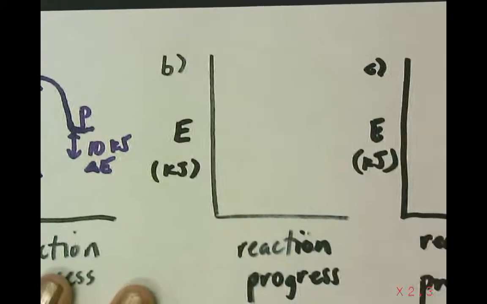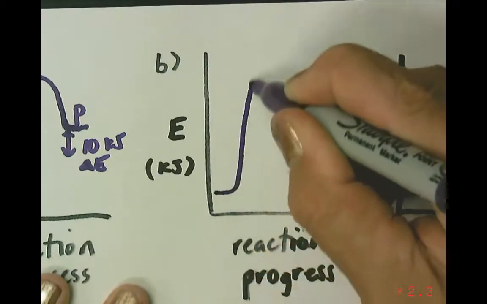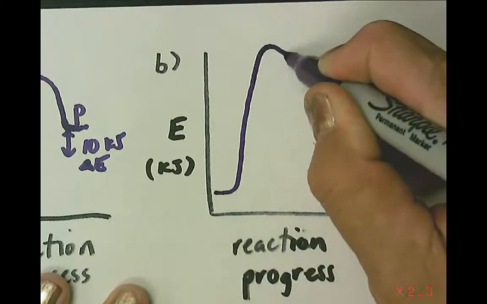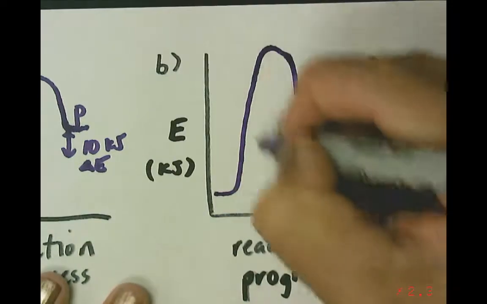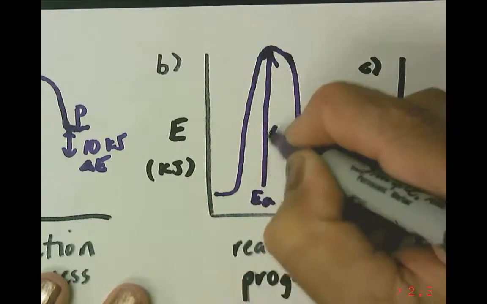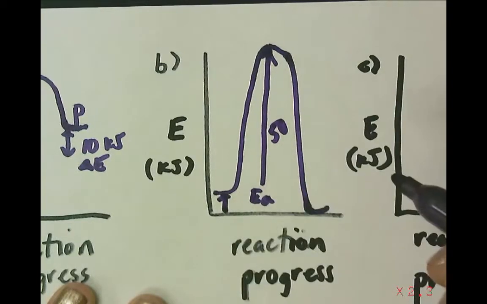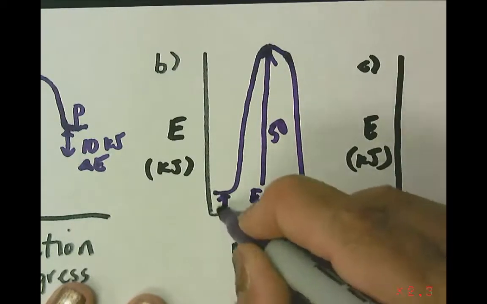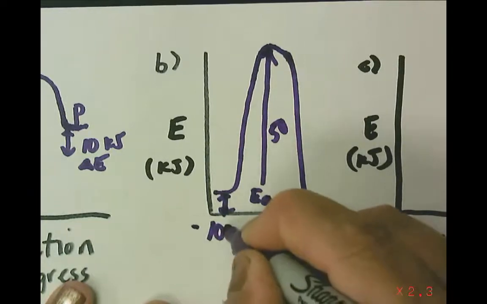As I draw this one, I'm going to have an even greater bump than I had in the previous one, and then I have to go lower. So here's my EA of 50, and then here is my difference of 10 kilojoules.